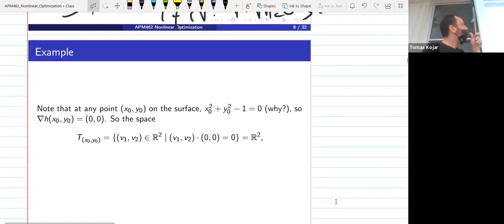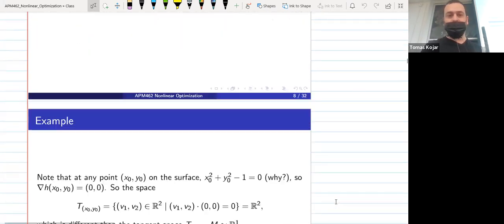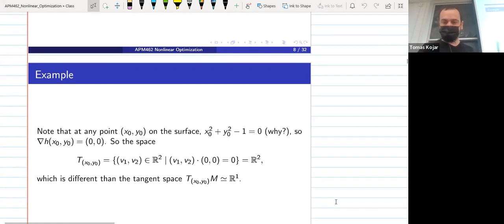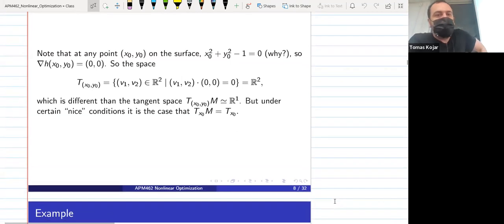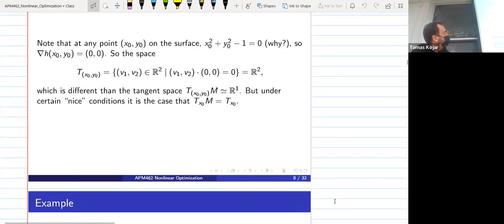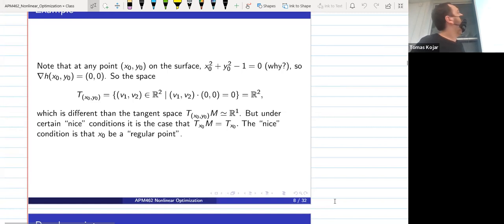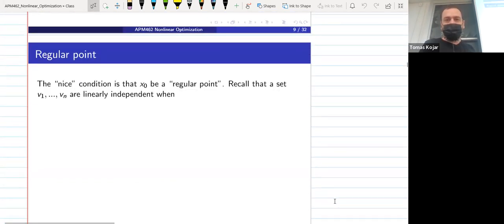Yeah, so every vector is normal to the 0 vector, so you get R2, but we just talked about that you just get the y-axis. So clearly there's something wrong. Yeah. Right, so but I want to show you when you can do this trick. And this trick is called regular point. All right. So let's define it.